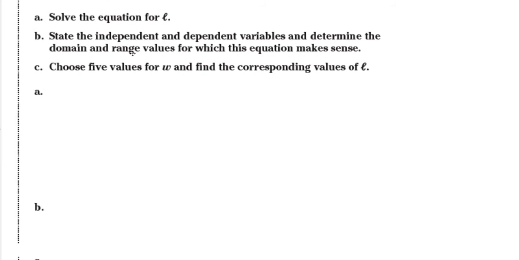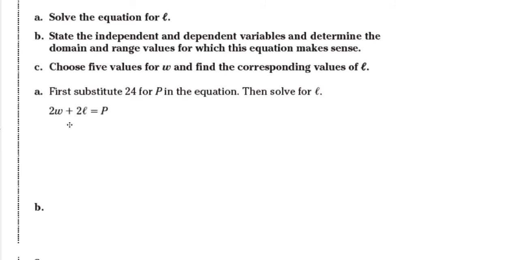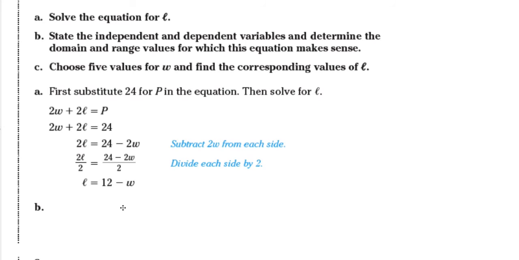So we substitute 24 for the perimeter in the equation and solve for L. We start with 2w plus 2l equals p, and substituting the value, 2w plus 2l equals 24. Again, we want to solve for L, so we subtract 2w from both sides and end up with 2l equals 24 minus 2w. Divide both sides by 2, and we end up with L equals 12 minus w.